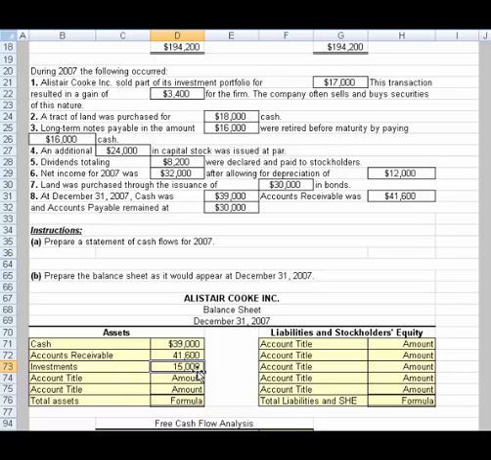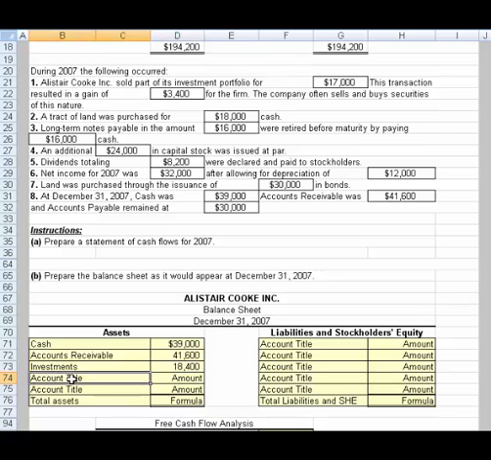So the 17,000 was the cash amount, but if there was a gain of 3,400, then really the book value was the 17,000 minus that 3,400. Okay, you guys see how I'm coming up with that? So investments at the end of the year really is 18,400. Okay.